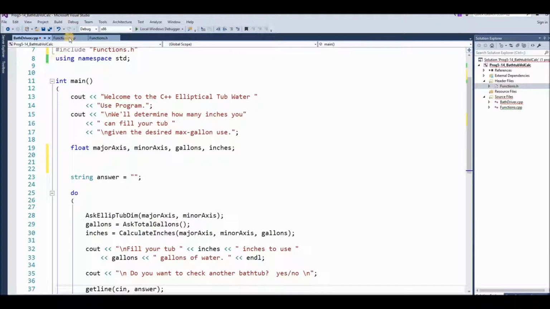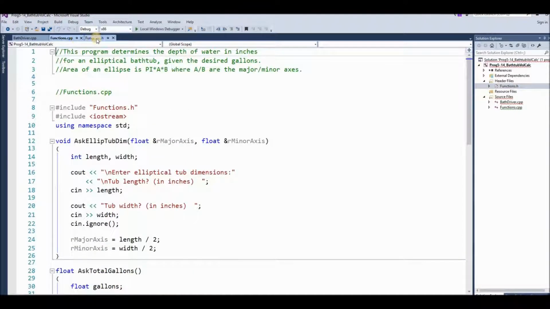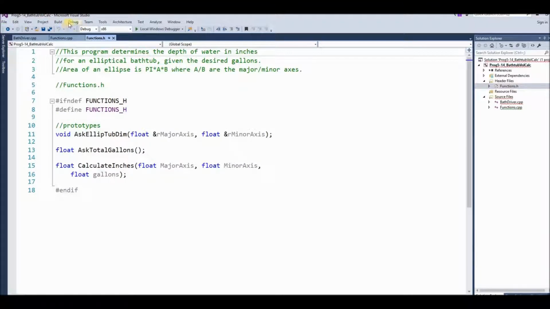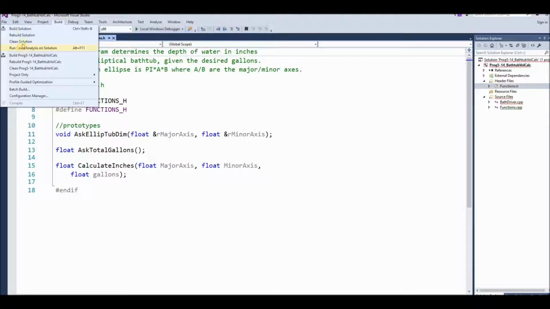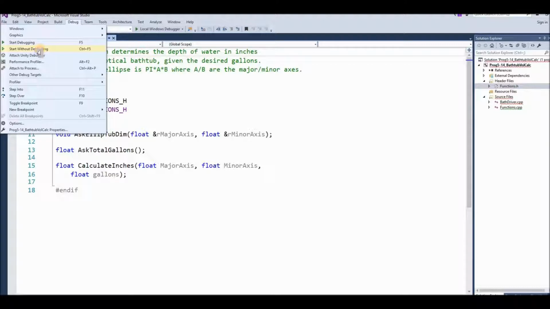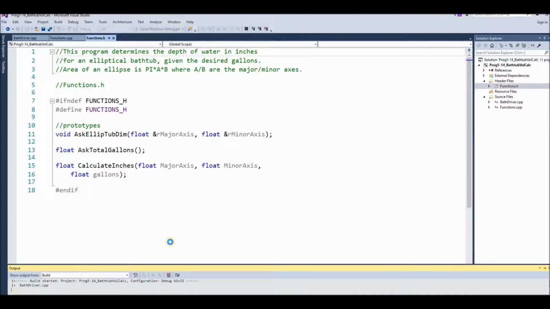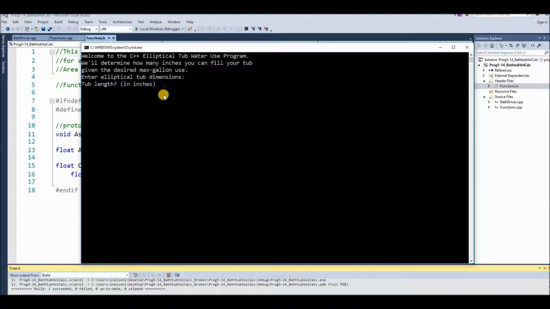Okay, so I don't see any more red squigglies. I'm going to save that. No more squigglies. And so I'm going to run my program. Let's see what happens. Oh, it's running. How great. What's my tub length? My tub length is 59 inches, and my tub width is 39 inches. And the number of gallons I'm going to allow for is 25 gallons.